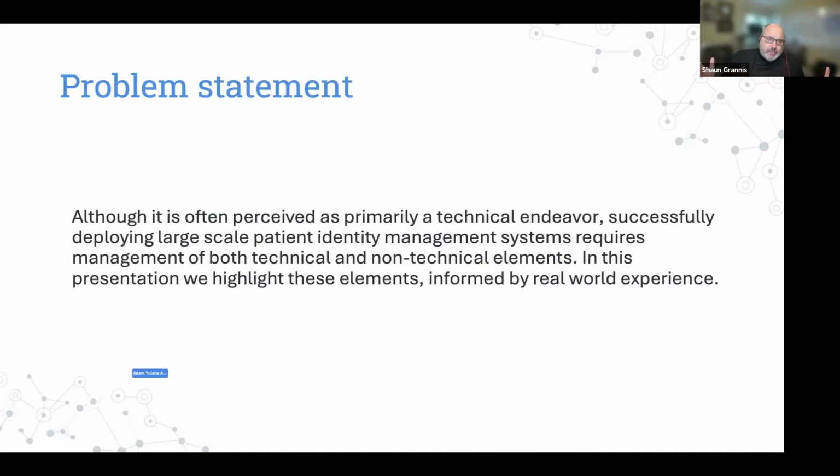So problem statement, why are we talking today? Everybody knows that there are technical issues related to implementing patient matching identity management systems, but there's also non-technical elements, as many of you are aware: data governance, change management, et cetera. And so we want to talk about those specifically in the context of patient matching to give you a flavor, a feel for what the process looks like, what the approach can look like. So that's our general overview. And with that, I'm going to hand it over to Tone to take it away.